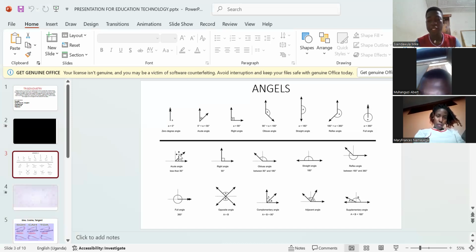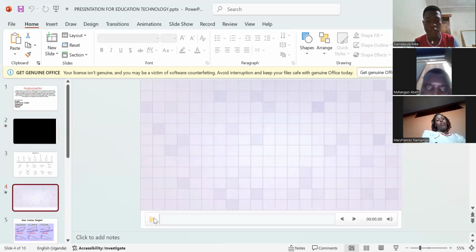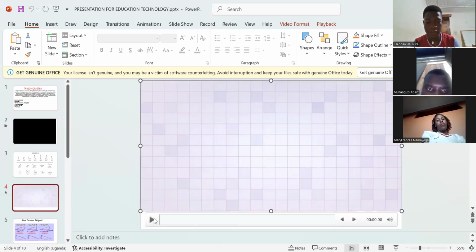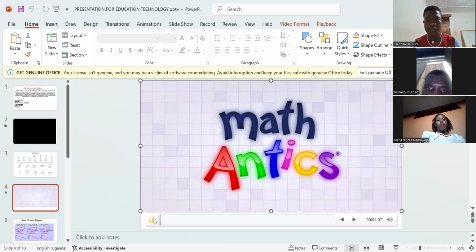So there are very many kinds of angles. We have the full angle. Then we have the acute angle, that is less than 90 degrees. The right angle, that is 90. So there we go. We have a small sample video trying to explain some of the angles.